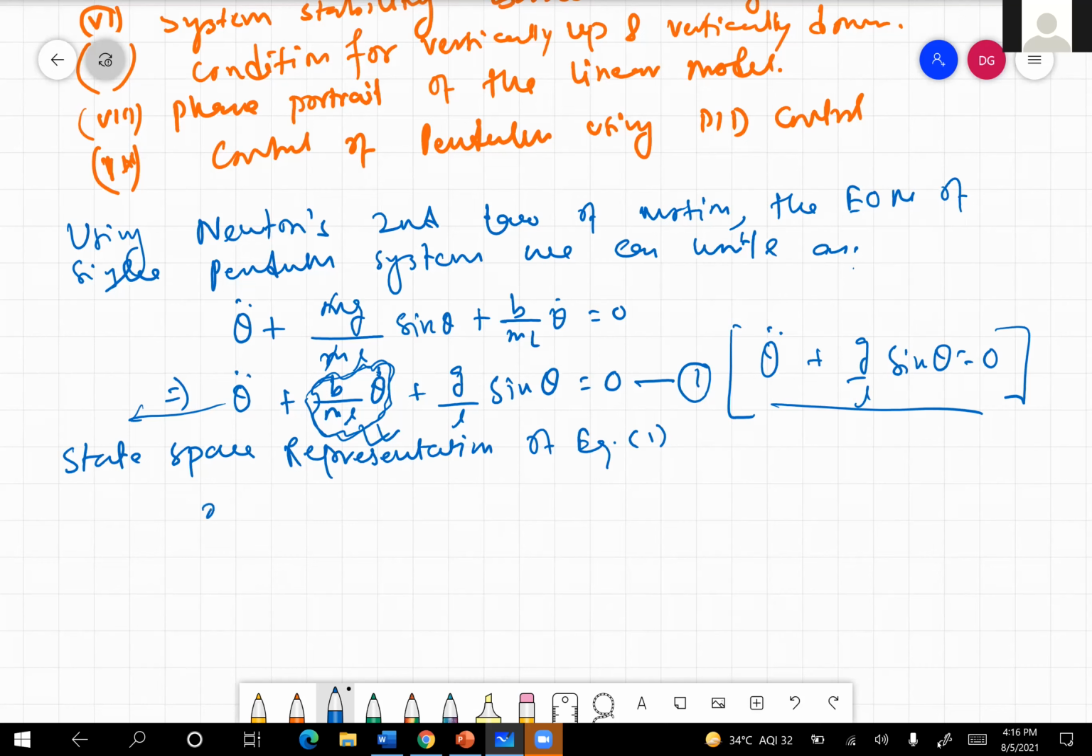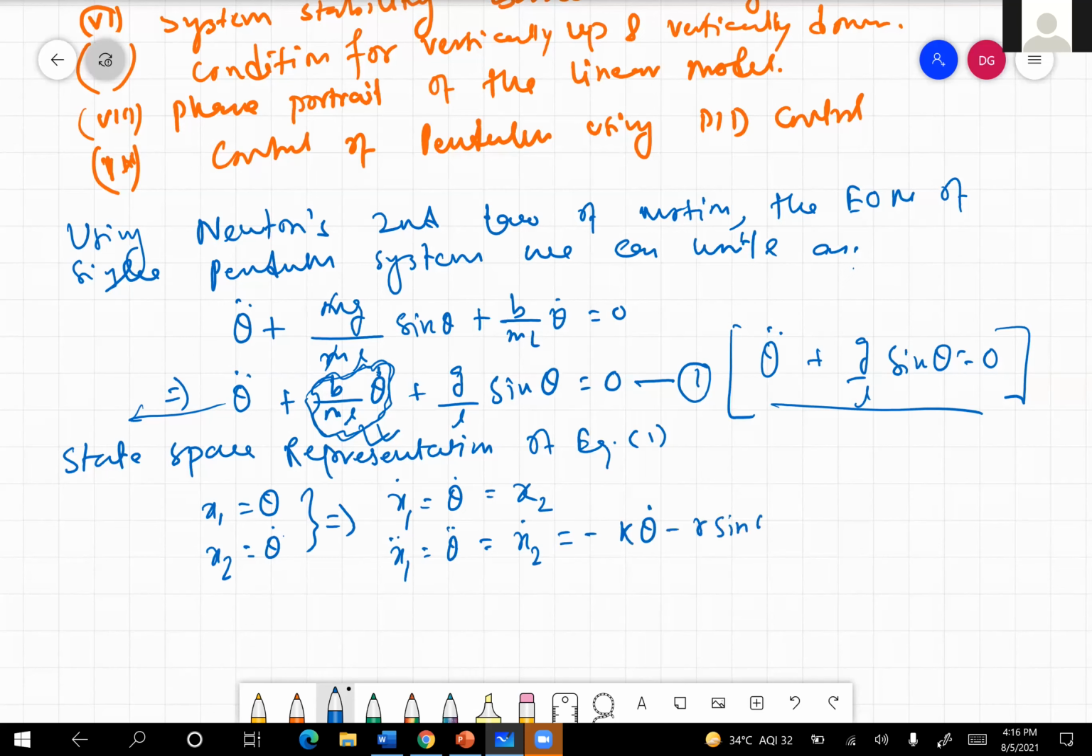If I denote x1 equal to theta and x2 equal to theta dot, then from this I can write x1 dot equal to theta dot, or x2. Also, x1 double dot, or theta double dot, or x2 dot, equal to minus k theta dot minus r sine theta. Okay, what are r and k?